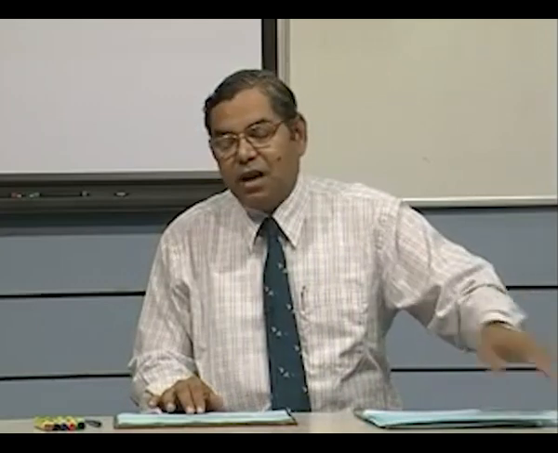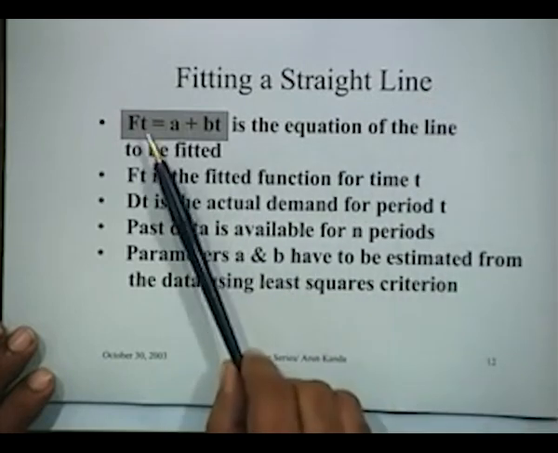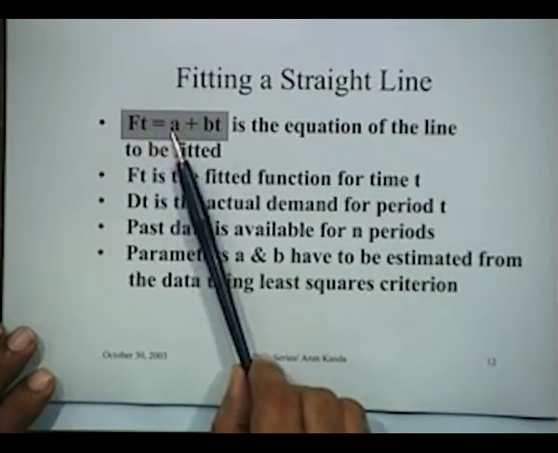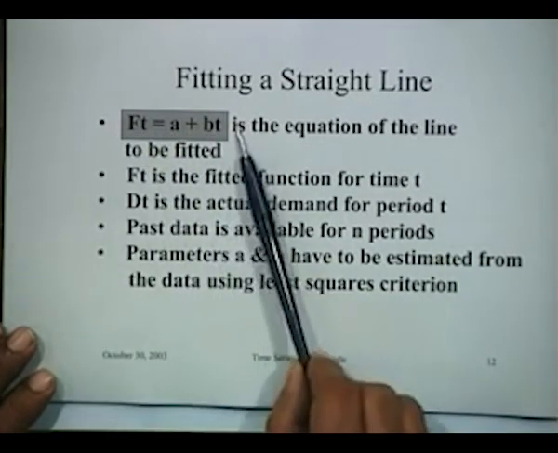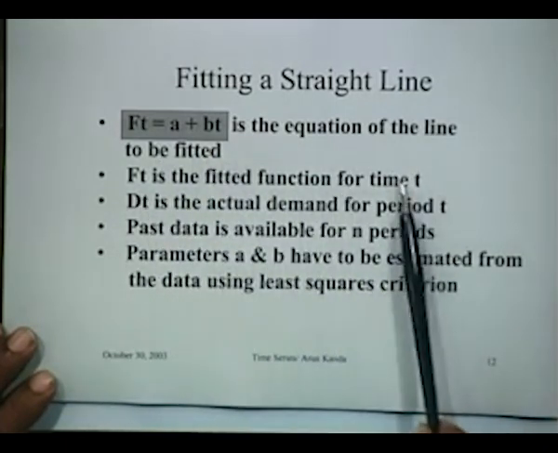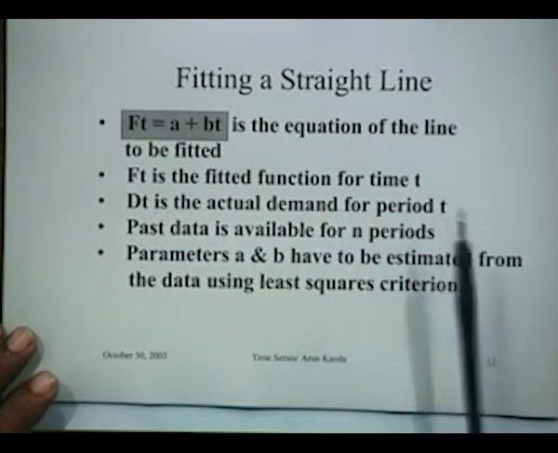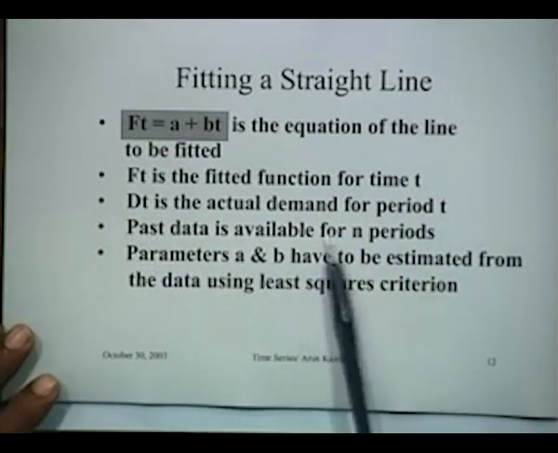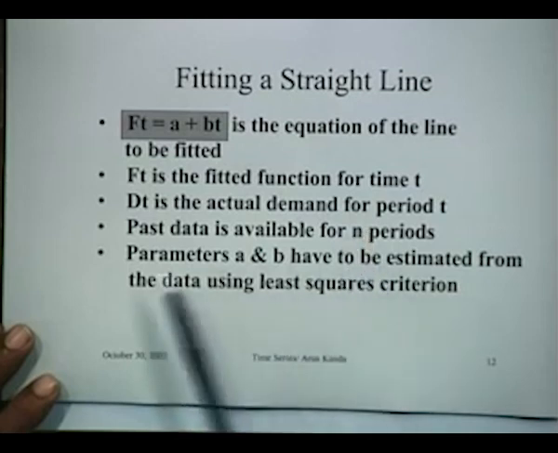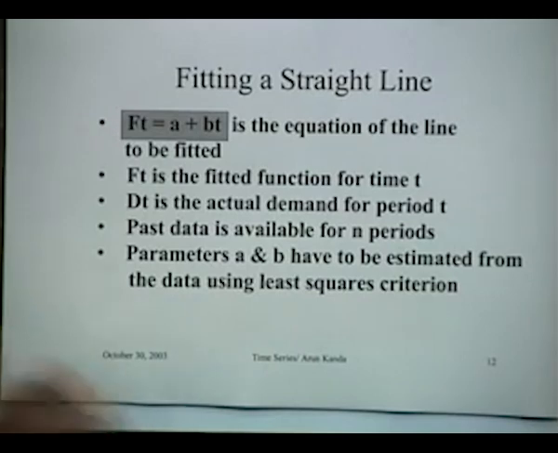Let's start with the simplest possible situation. Suppose you are interested in fitting a straight line, that is, the forecast at time t is equal to a plus bt, is the equation of the line to be fitted. Ft is the fitted function or the forecast for time t, dt is the actual demand for period t which is available, past data is available let us say for n periods, and parameters a and b have to be estimated from the data using least squares criterion. That is in fact the problem.